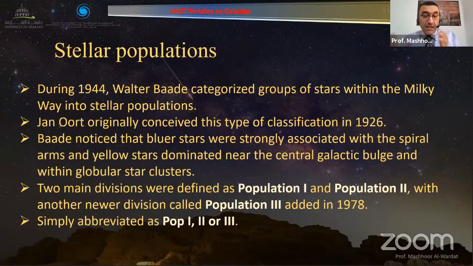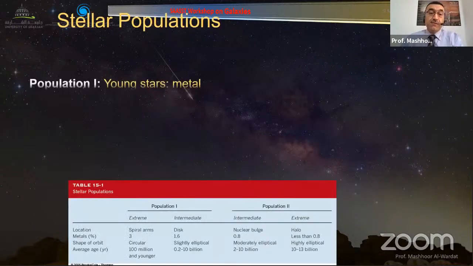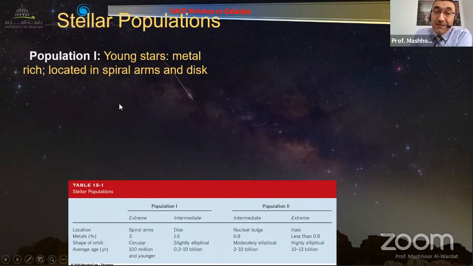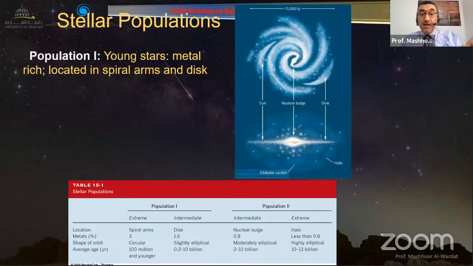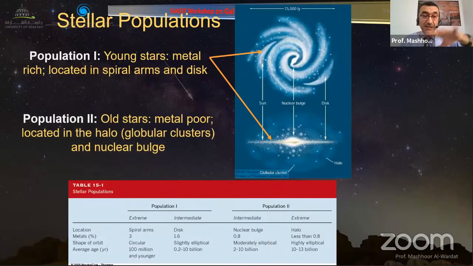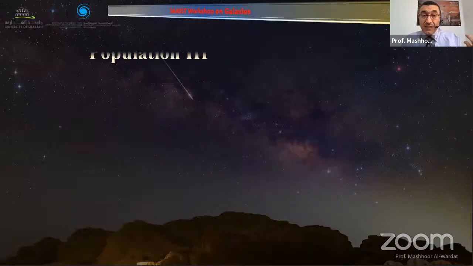So we have to classify stars into two populations, population one and population two. Now we have population three. What is it? So let's have a look. Population one, young stars, metal rich, located in spiral arms and disk. So our star, the sun, is of population one, mostly in the disk. Population two, old stars, metal poor, located in the halo, globular clusters. What about population three?